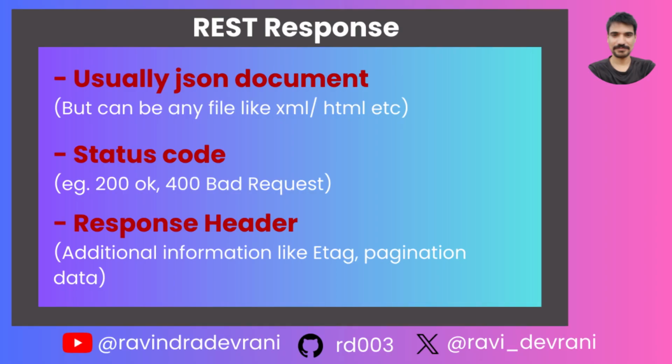Now let's talk about the response structure of REST APIs. First thing is the response body. We typically get a JSON document in response, but it can be any file like XML or HTML or anything. Second thing is the response header. In the response header, we get additional information like pagination data or ETags. Next thing we get is status codes. If we get a success response, then we typically get the 200 OK status code.